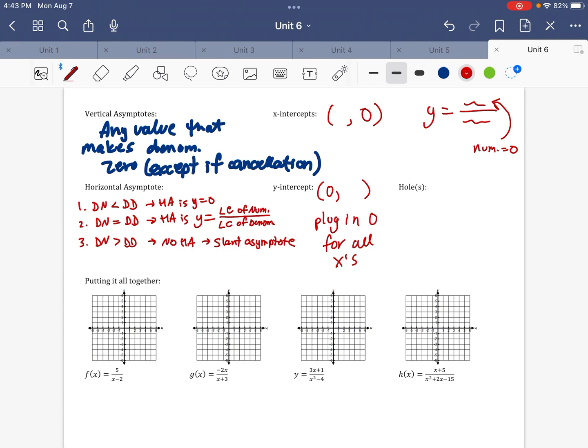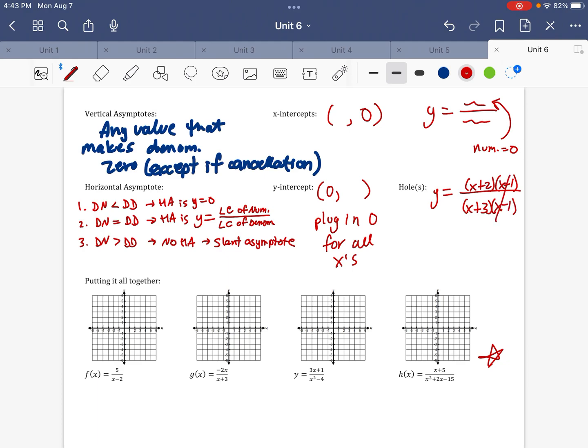Okay. All right, now a hole. A hole is going to occur in a graph. I think, if I remember right, it's going to happen in this last one down here. But a hole is going to happen when you have a problem that has a common expression in the numerator and the denominator. Like, let's say our problem is all factored, and I have x plus 2 and x minus 1, and then I have x plus 3 and x minus 1.